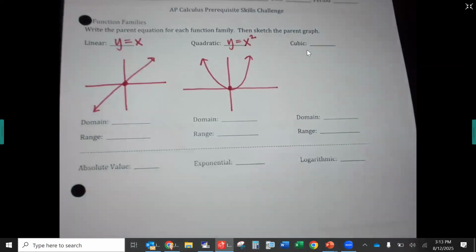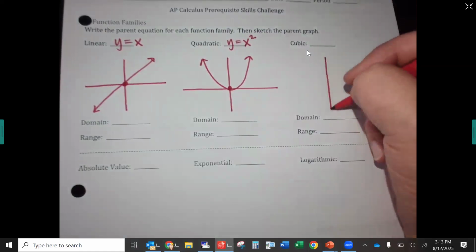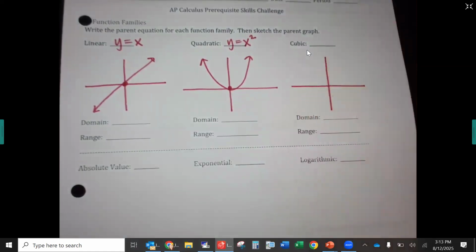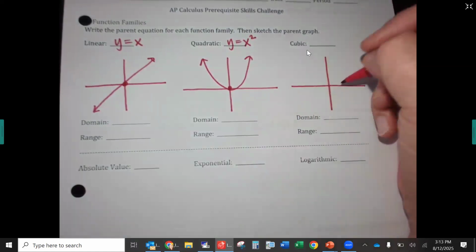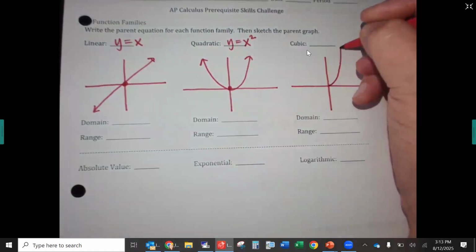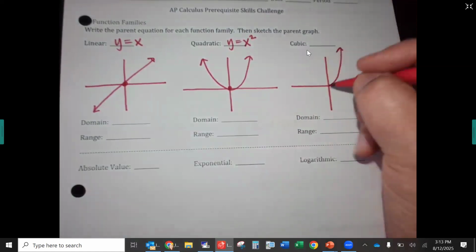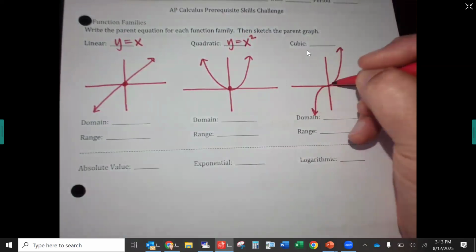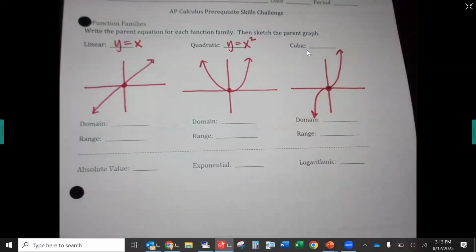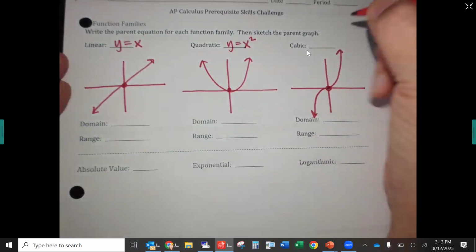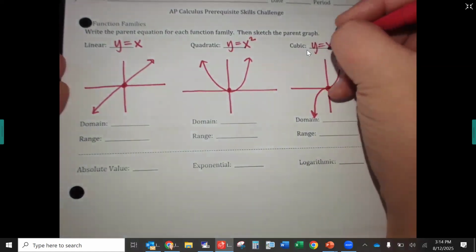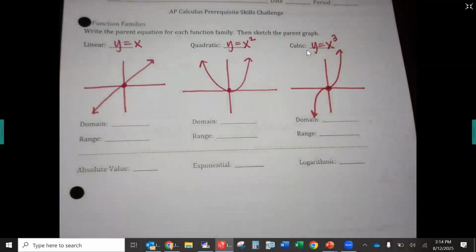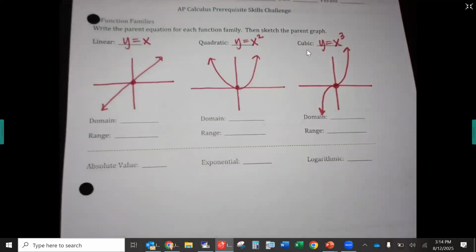Cubic. Kind of hard to describe the shape on this one. I just call it a squiggle, okay? But really you have one arm that's reaching up and then one arm that's down. Okay, you do want your cubic function to start at the bottom and then go uphill, okay? Then your equation should be y equals x cubed.